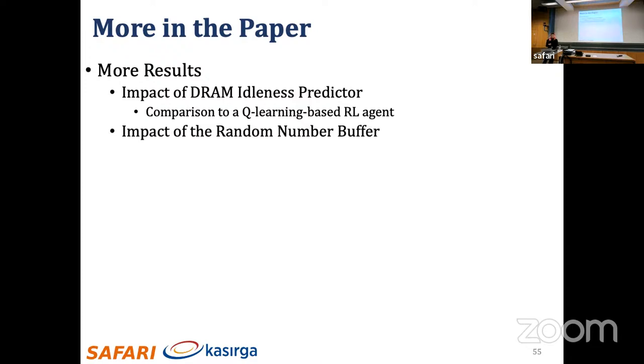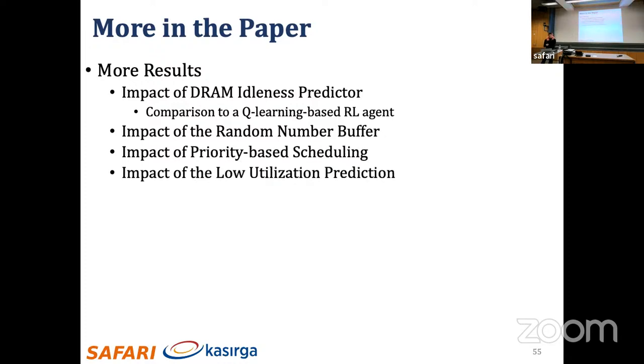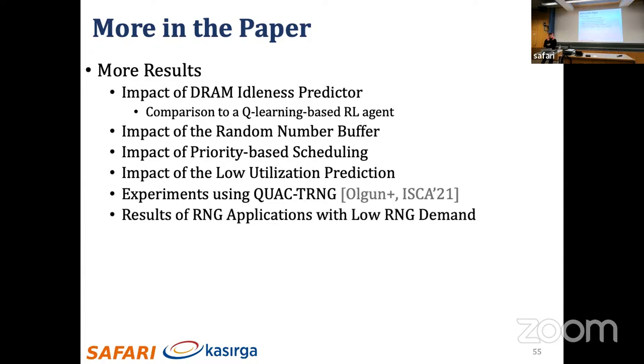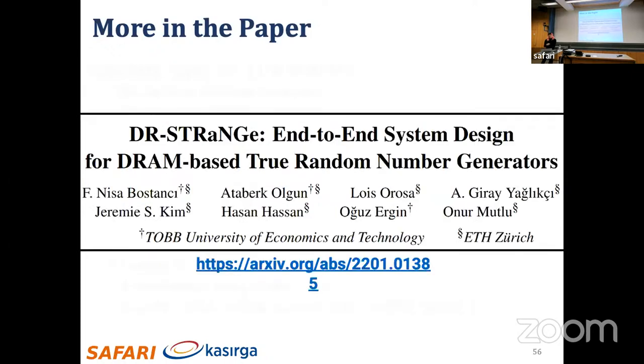And we show the performance impact of the random number buffer with different sizes and conclude that a small buffer consisting of 16 entries improves performance significantly. We evaluate the impact of priority-based scheduling and low utilization prediction. We evaluate Dr. Strange with a DRAM-based TRNG mechanism with a higher throughput clock TRNG and show that Dr. Strange improves performance and fairness over the baseline, regardless of the DRAM-based TRNG that is used in the system. We also evaluate workloads with RNG applications with low required TRNG throughput and show that Dr. Strange improves performance of these workloads as well. For more analysis and results, I invite you to read our paper.